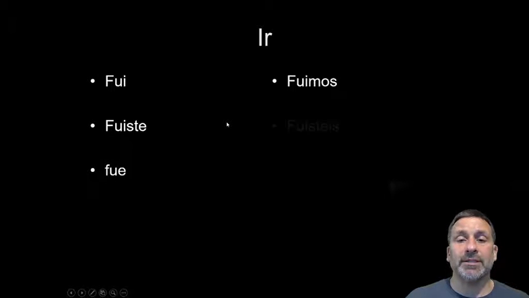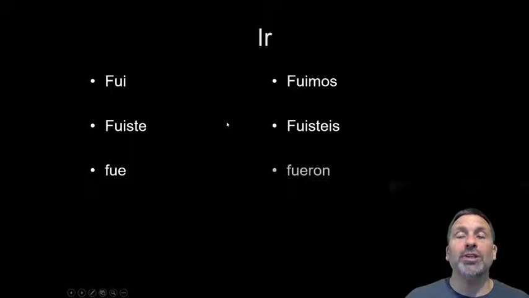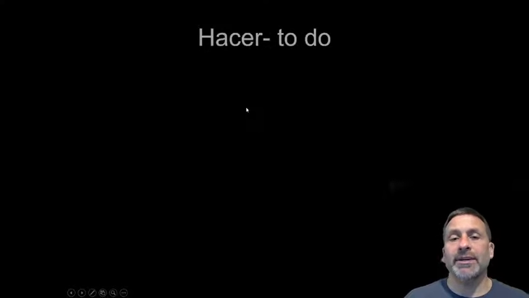Okay, then I'm going to present to you 2 irregular verbs that are used a lot in Spanish. Notice that these verbs don't have accent marks. So ir, to go. Where did you go last night? ¿A dónde fuiste anoche? I went to the game. Yo fui al partido. So let's take a look and practice the pronunciation of this verb. Fui, fuiste, fue, fuimos, fuisteis, fueron. That's ir, to go.